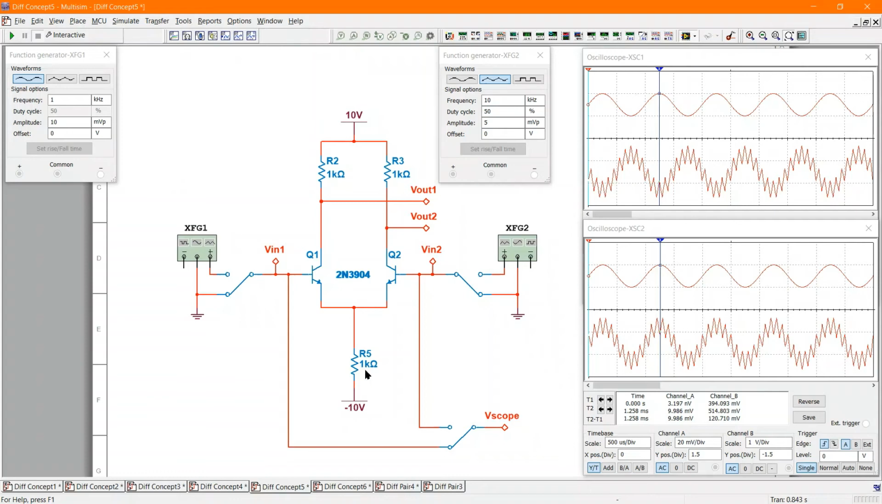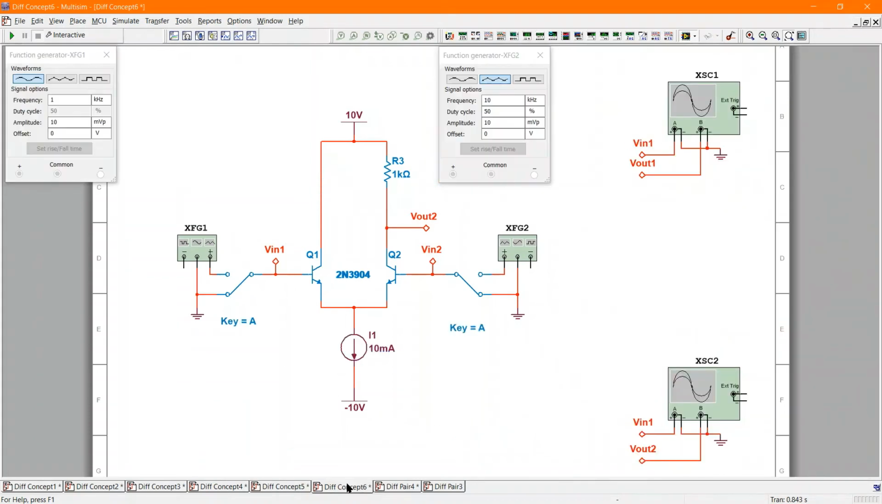So if the goal of this is to get a certain amount of current through here, why don't we just replace that with a current source? And that's what we've done on this circuit here. We've taken out R5 and we've just put in a 10 milliamp current source. The other thing you may note on this one here is that although I have one collector resistor here, I've taken this one out and I've basically tied it straight to 10 volts.